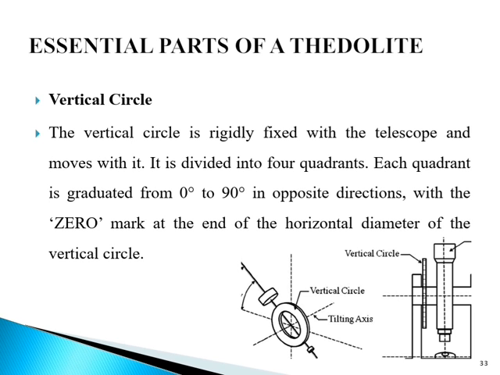Next is vertical circle. So you can see the theodolite telescope here and the vertical circle here in the image. The vertical circle is rigidly fixed with the telescope and moves with it. It is divided into 4 quadrants. Each quadrant is graduated from 0 degree to 90 degree in opposite direction, with the 0 mark at the end of the horizontal diameter of the vertical circle.